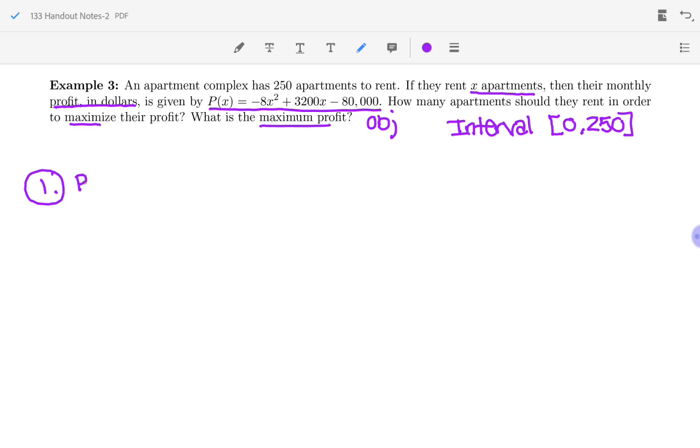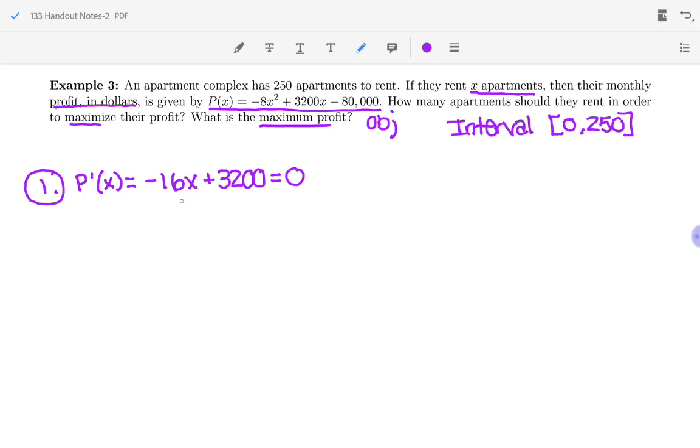So our first step is to find the critical numbers. I'm going to take the derivative of capital P, so it'll be P prime of x. Derivative of negative 8x squared is going to be negative 16x. Derivative of 3200x is going to be 3200. And derivative of negative 80,000 is just going to be 0. So we're going to take this derivative and set it equal to 0, and we're going to solve for x.